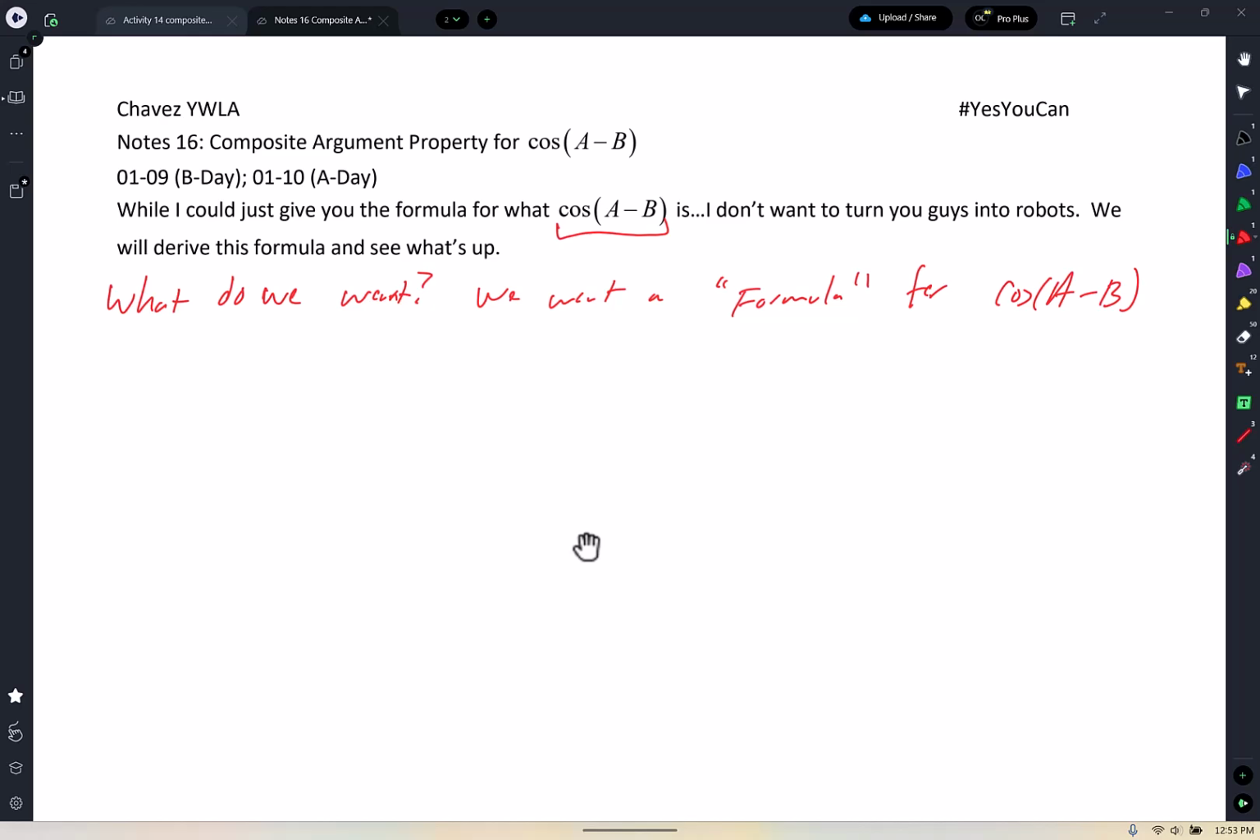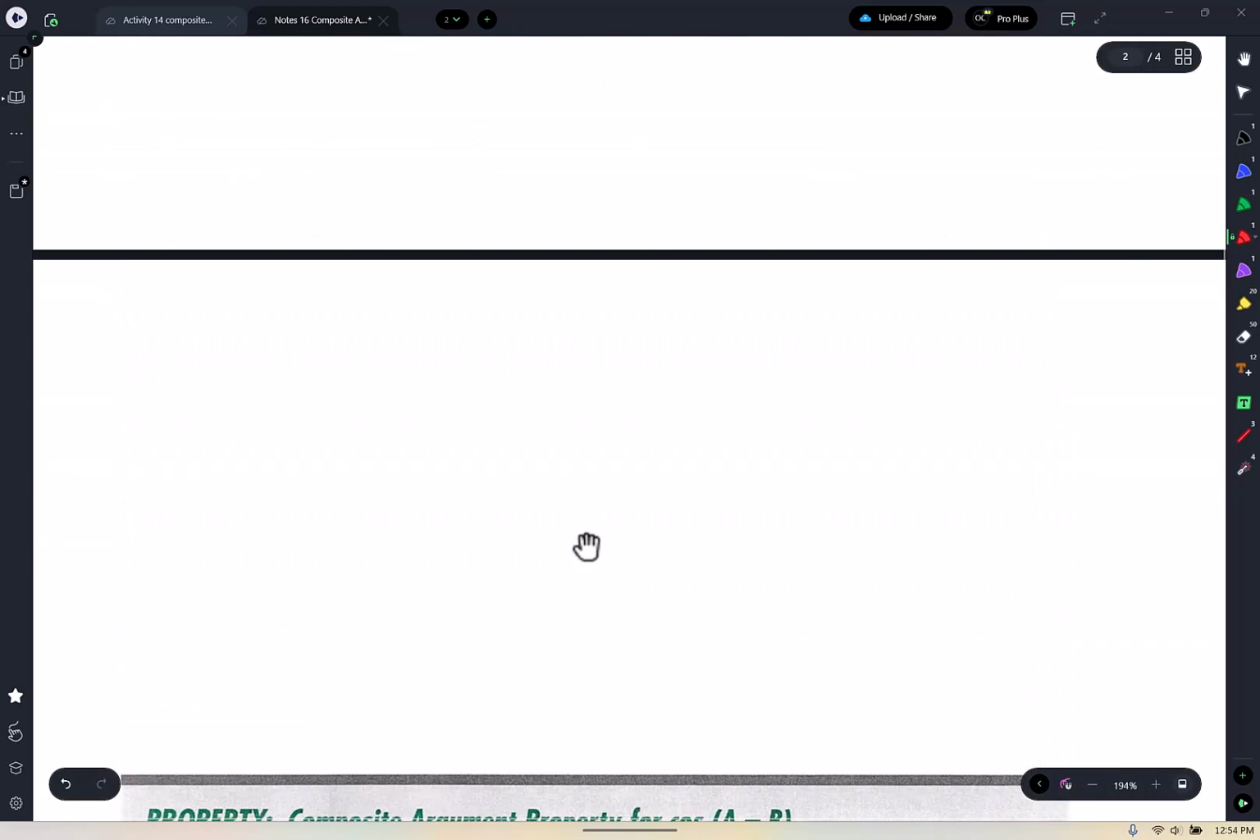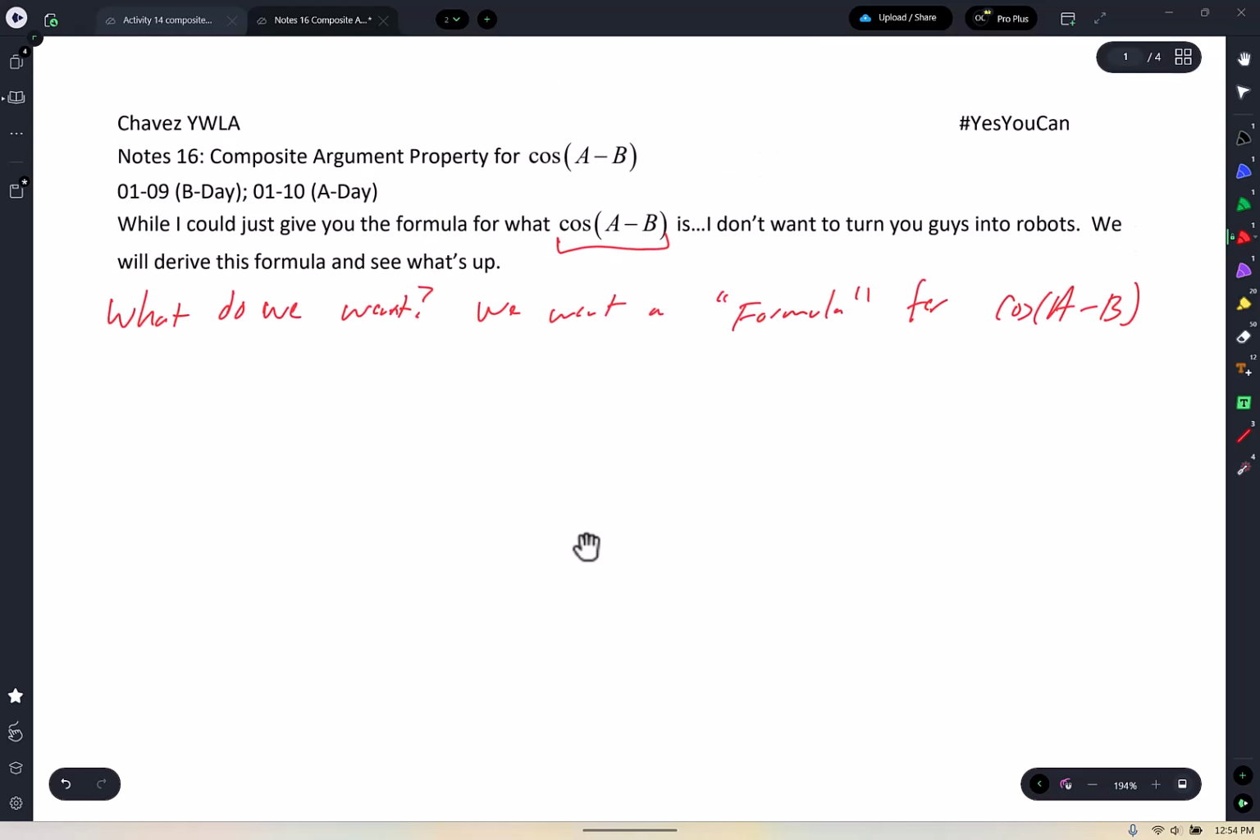Of course, I do give you the formula. It's right here. But I don't want to just give it to you. I don't want to be that teacher that just says, let's just use it. If you don't understand the formula, that is okay, as long as you know how to use it. We're not going to ask you to derive it, but I want you to see that all these formulas come from somewhere. Does that make sense?